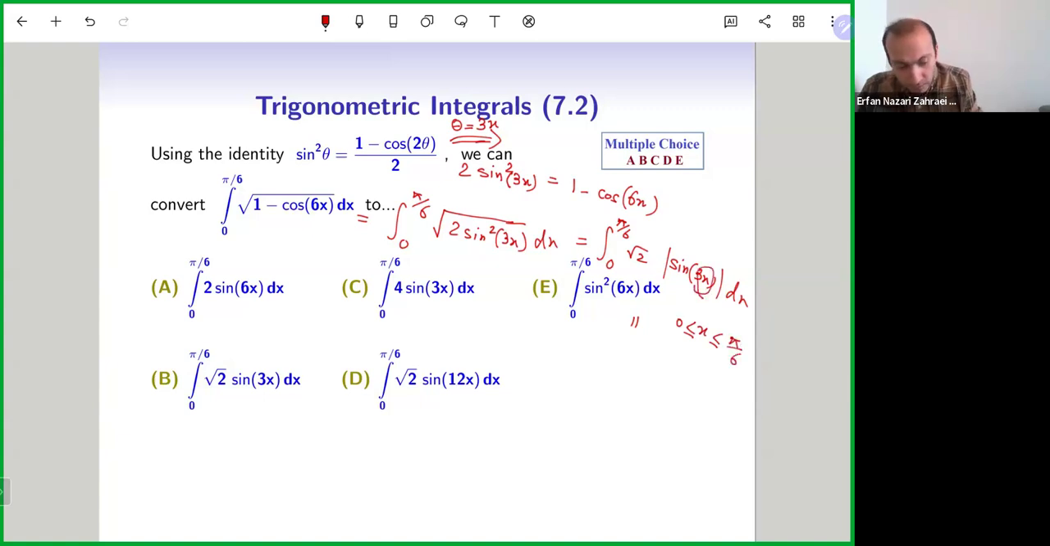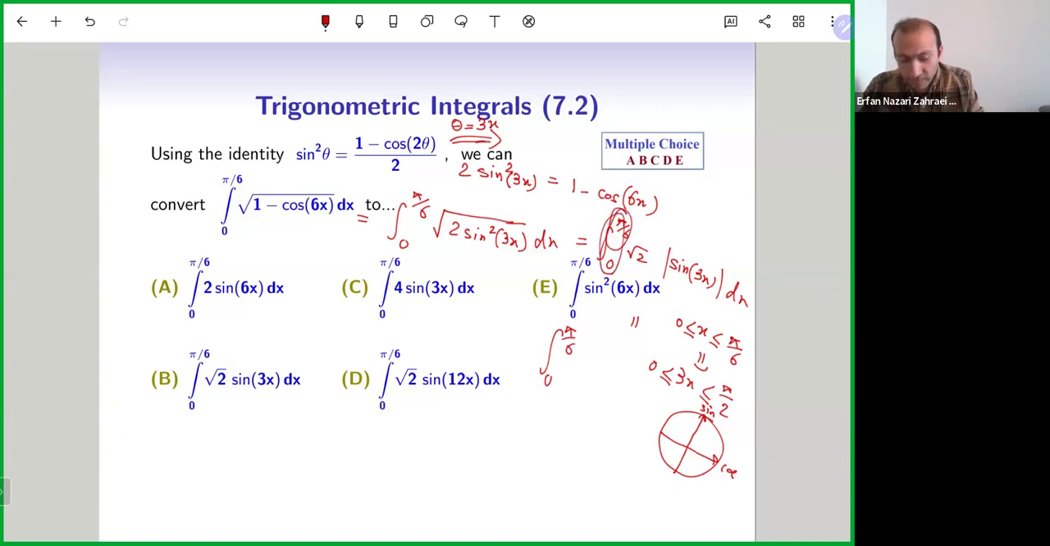Then the angle 3x is between 0 and pi over 2. And between 0 and pi over 2, in the first quadrant, you see that sine is positive. This is the sine axis, this is the cos axis. In the first quadrant, sine is positive. So I don't need absolute value. Basically, I get that absolute value is redundant in this case.